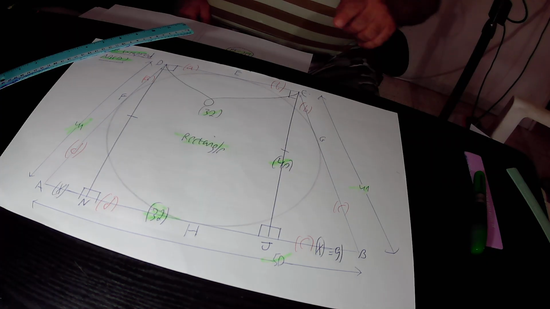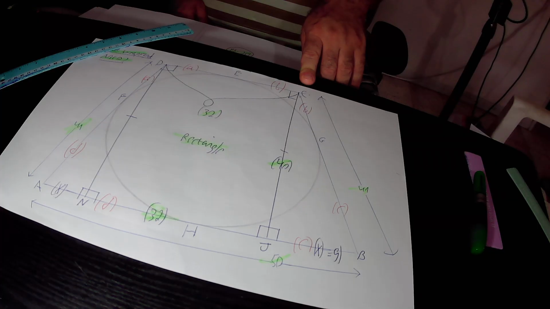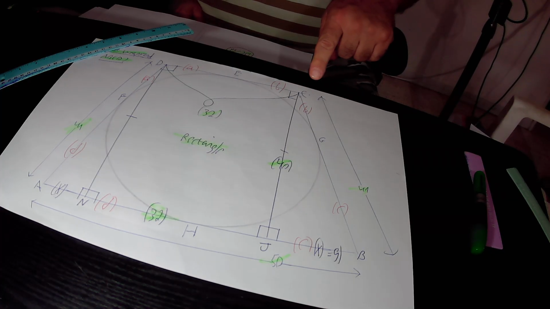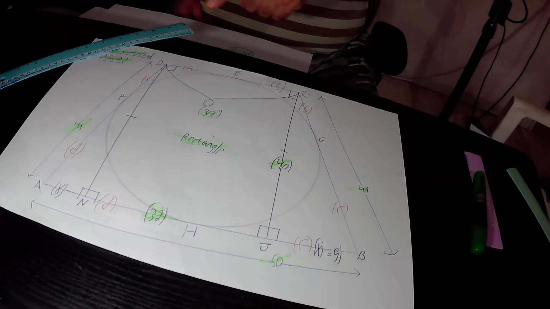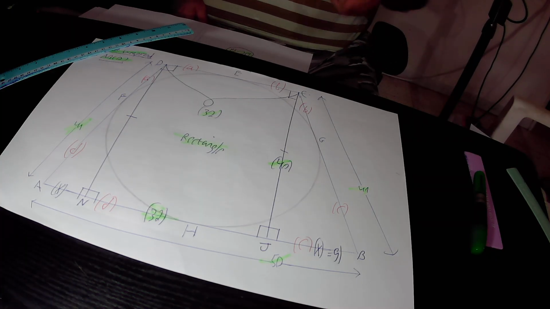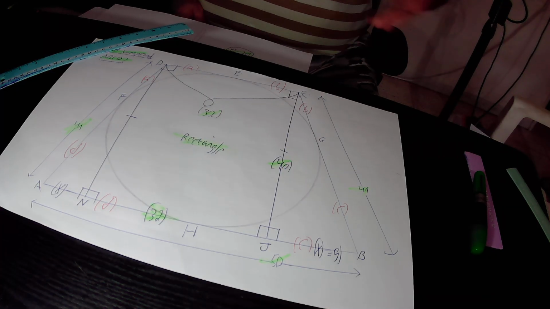Likewise, we focus on this common external point, point C. From point C, we have two tangents to this circle, tangent CE and tangent CG. According to rule 2, they are equal to each other. That is to say, CE equals CG. So if we define the length of tangent CE as B, then the length of tangent CG must also be equal to B, because they are equal to each other according to rule 2.